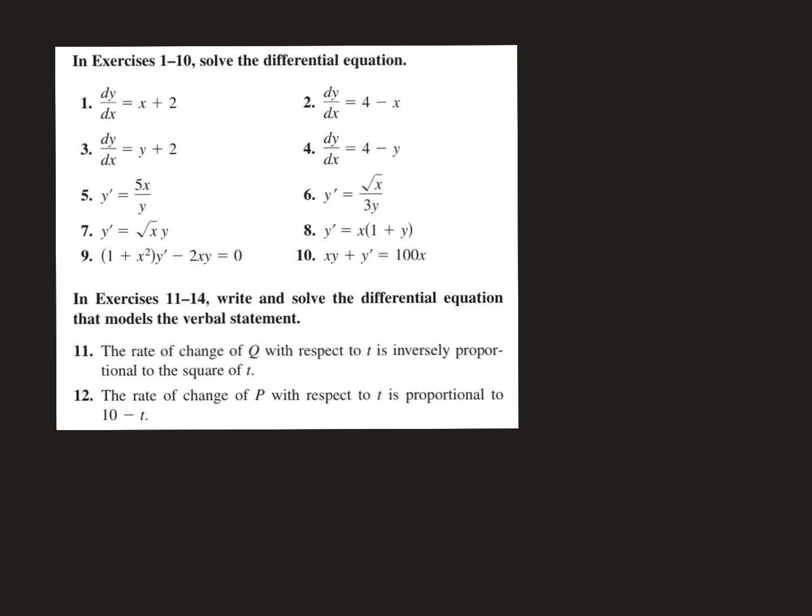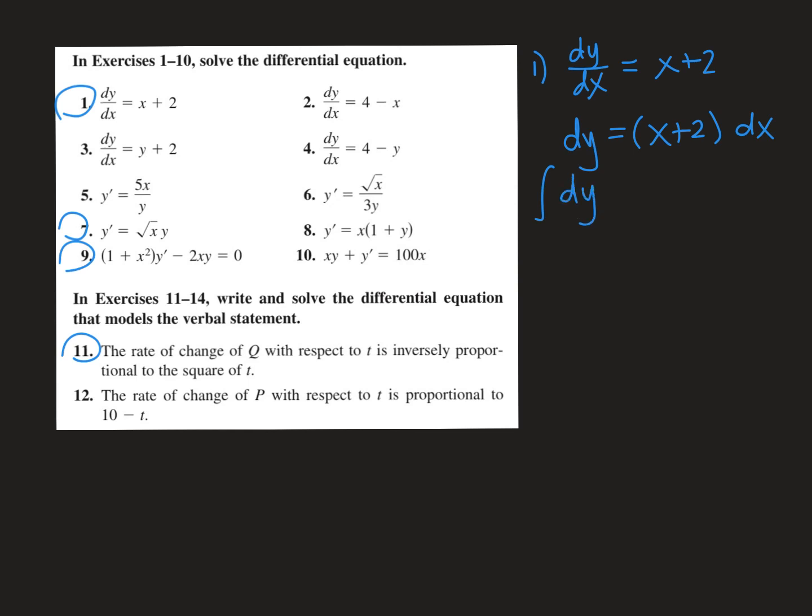Let's do some book practice problems real quick. I'll do number 1, 7, and 9, and then just 11. Okay, so number 1, 7, and 9, we want to just solve the differential equation. So we have dy dx equals x plus 2. We do want to separate our variables. In this case, we only have the dy for y. I'm going to multiply both sides by dx and get x plus 2 dx. Integrating both sides, I'll have the integral of 1 dy equals the integral of x plus 2 dx.